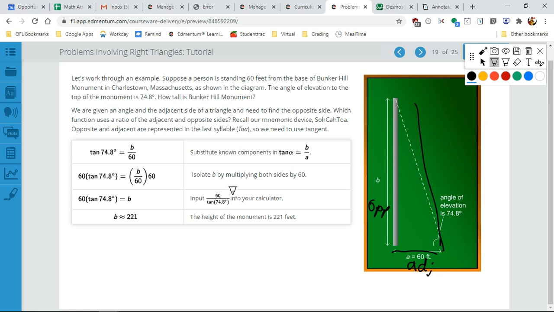We're 60 feet away. We can take the tangent of this, multiply it by 60, so these cancel out. And we figure out that this building is 221 feet tall. Or it's a monument, sorry. That monument is 220 feet tall. I don't think your measuring tape is 221 feet, Nick.